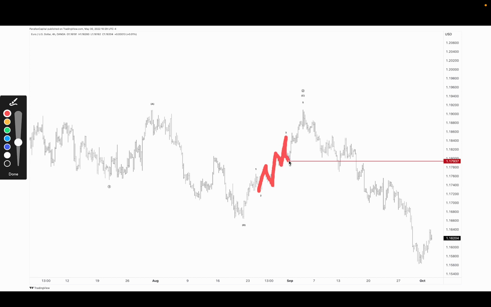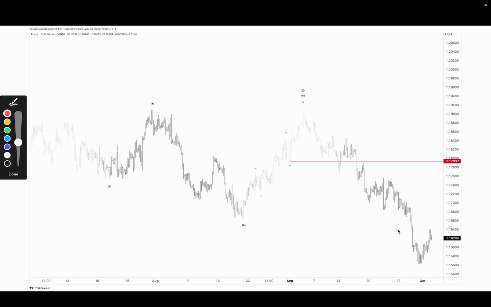This is wave 4. And then remember, wave 5 will have its own 5-wave structure. So that's 1, 2, 3, 4, and 5. Once again, I have a very specific price level in the euro, 117.94. We break below 117.94, I know I have a trade to the downside.